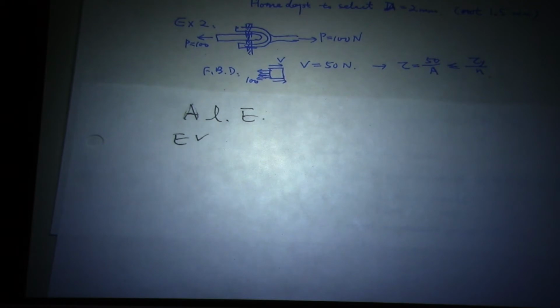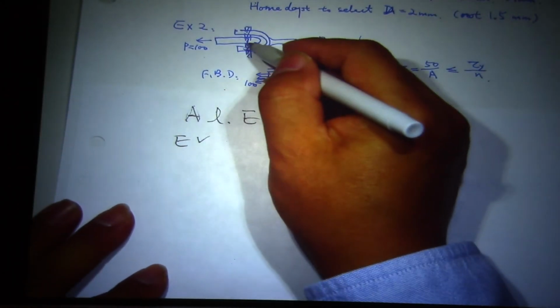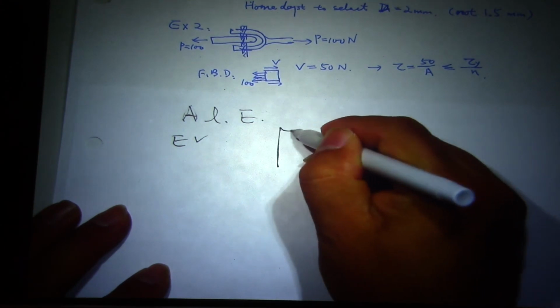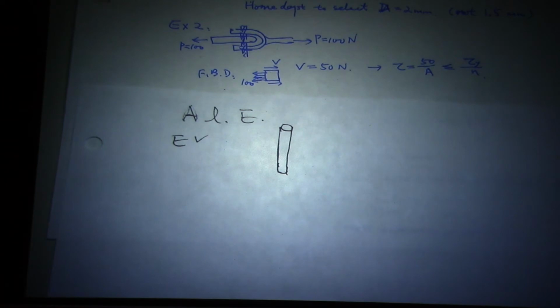Now, what's the approach? Free body diagram. Figure out the load there, right? Then you find out the stress there, and then you check the stress. Make sure the stress is safe, right? Now, how can we do that? Free body diagram. For this structure, if we draw the bolt, let me draw the bolt here. If I take the bolt out here, what are the forces applied on this bolt?